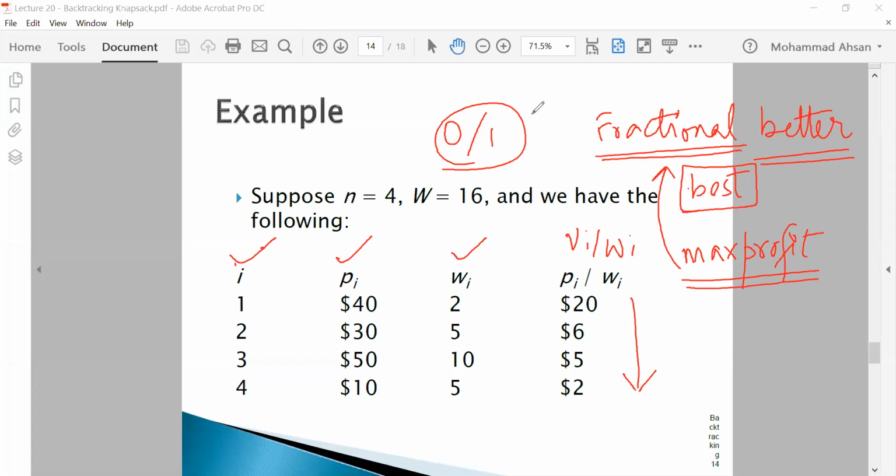So how do you calculate fractional knapsack? You pick up this item based on the values per unit weight.